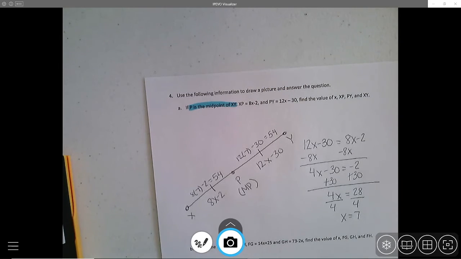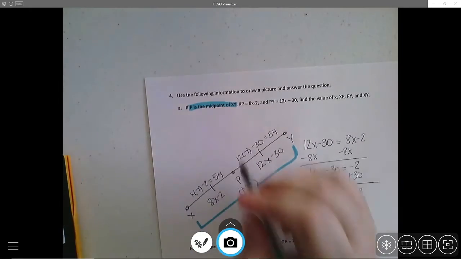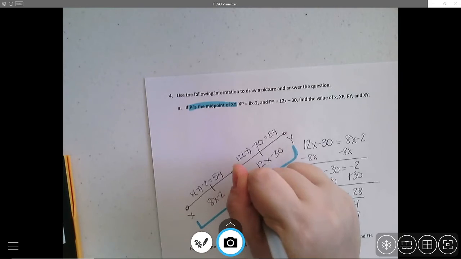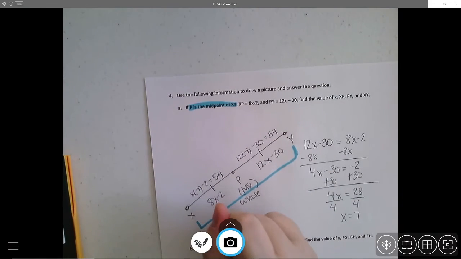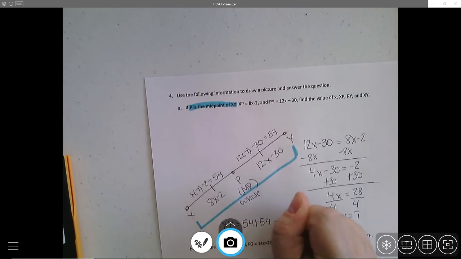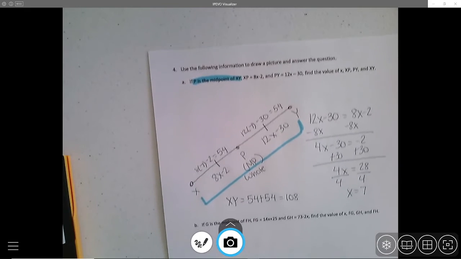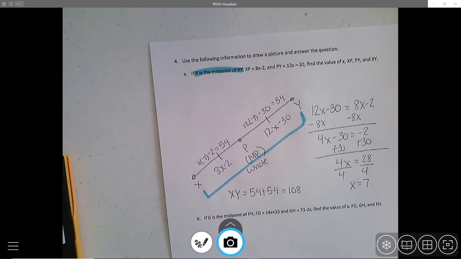I know x. To find XY, what I need to realize is that XY is my whole. To find XY, I add the two parts, which is 54 and 54, to be 108. Okay, the length of the whole XY is 108.